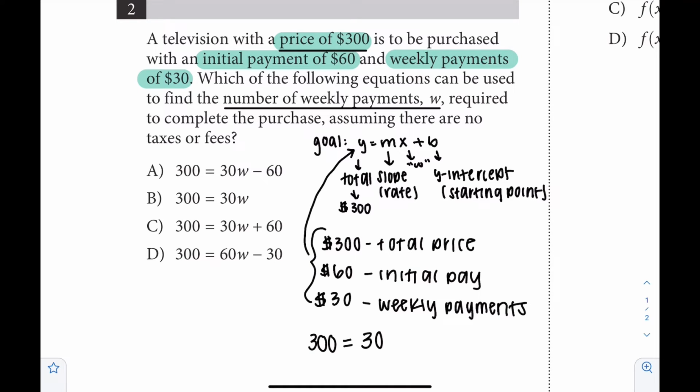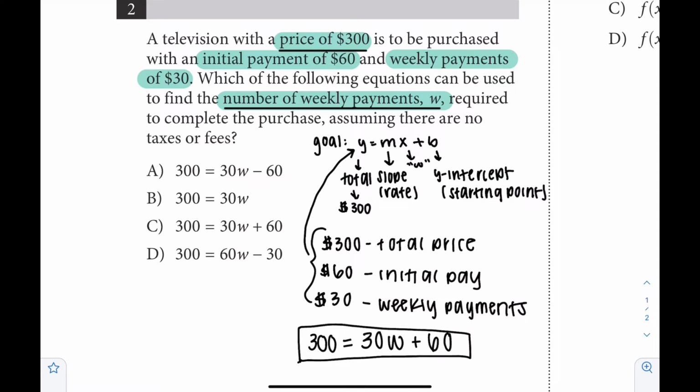X, we're just going to write that as W because that is what we're looking for. That's our variable, such as what they stated in the problem. And then plus our plus B, our y-intercept, which is our starting or initial point. Keyword being initial because in the problem they stated that we paid $60 initially for the television, which is a big red flag to us that 60 is our y-intercept. And so this would be the equation that would satisfy how we can find the number of weekly payments required to complete our purchase.